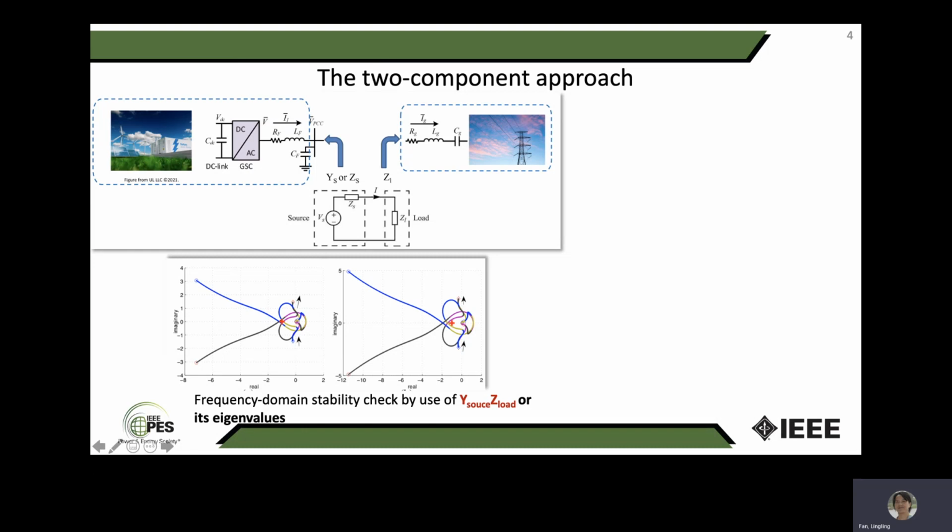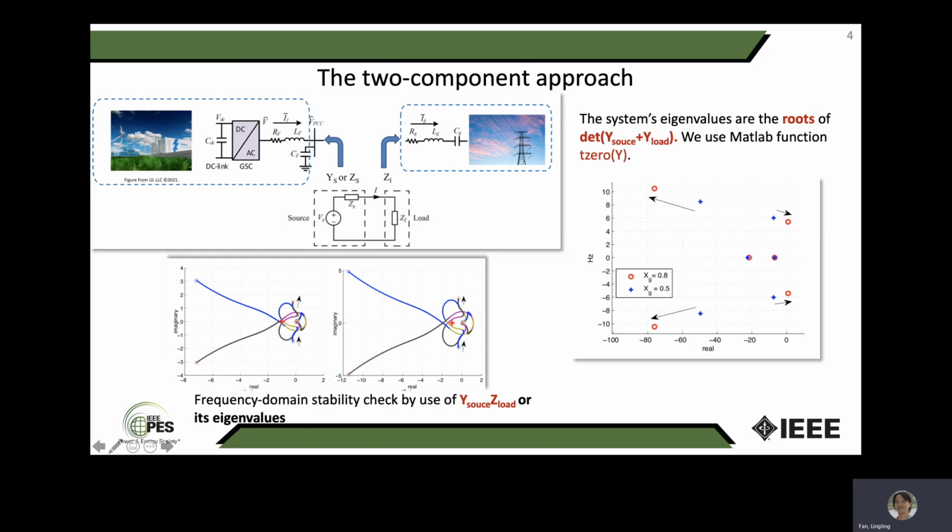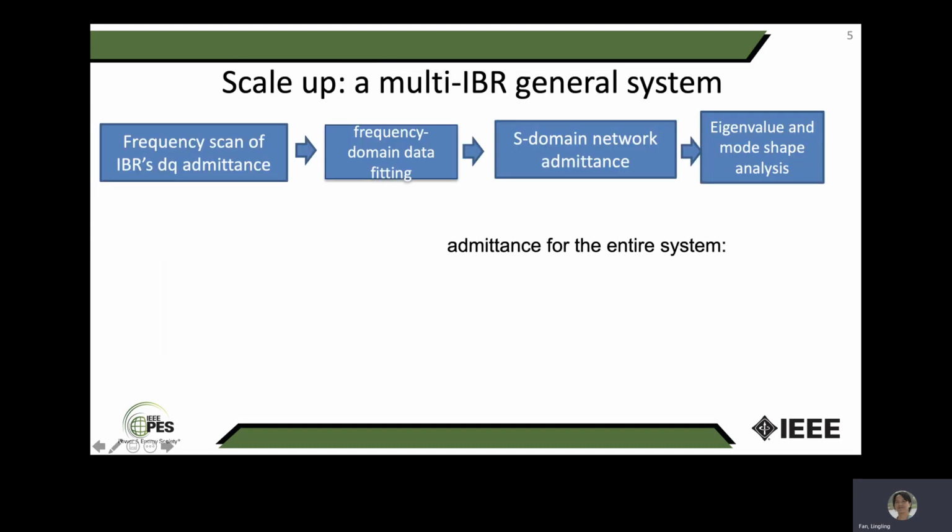So the circuit analysis problem is converted to a control problem, or feedback system. The loop gain is basically one impedance multiplied by another admittance. With that, we can conduct the frequency domain stability check. Furthermore, we can also conduct an eigenvalue check just by looking at the zeros of these 2 admittances. However, the previous approach lacks scalability. When we have multiple IBRs and a more general network, what do we do?